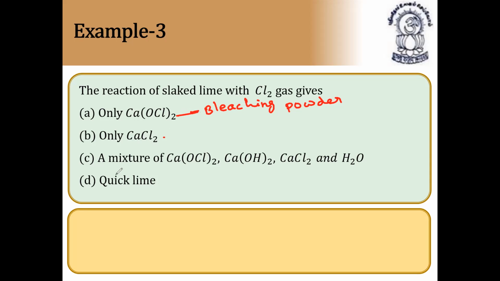Option 2, only calcium chloride; a mixture of calcium oxychloride and calcium hydroxide and also water; and finally quicklime. Quicklime is calcium oxide only. So the answer is a mixture of calcium oxychloride, calcium hydroxide, calcium chloride, and water. So the reaction of slaked lime with chlorine gas gives a mixture of bleaching powder, calcium hydroxide, calcium chloride, and also water. Very, very important. Please note it down.